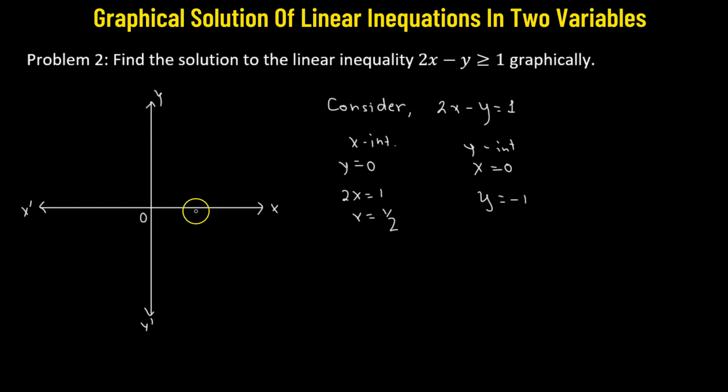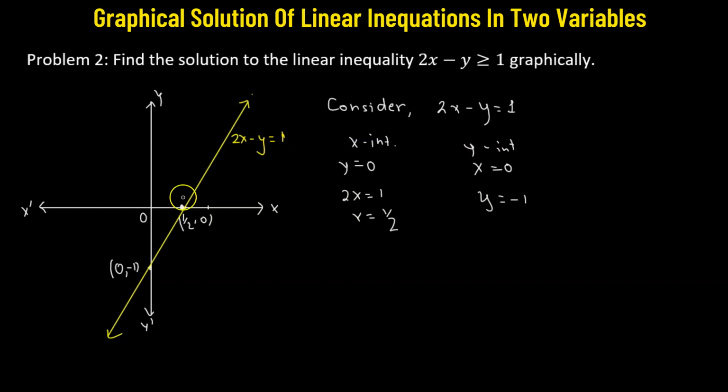So clearly, we can do it here. Let's say if this is 1, then this is going to be half. So (half, 0), this is going to be on the line. The line is going to pass through this particular point where the x-intercept is half. And it's also going to pass through the point (0, negative 1), which gives us the y-intercept. So we're going to draw a straight line that passes through these 2 points. So we have sketched the line 2x minus y equals 1.